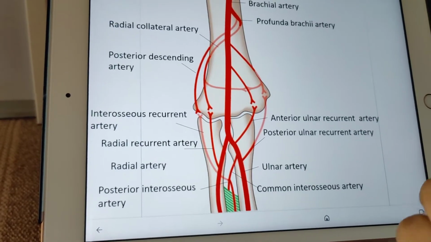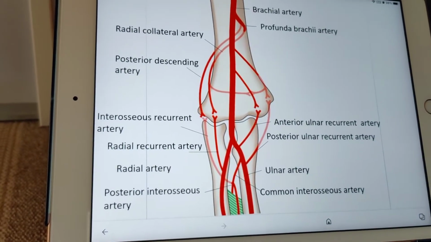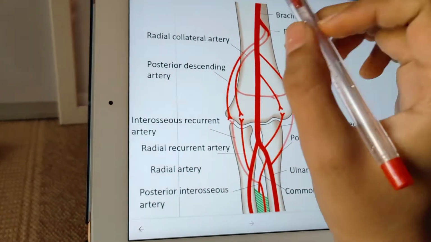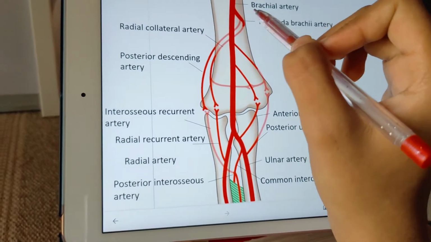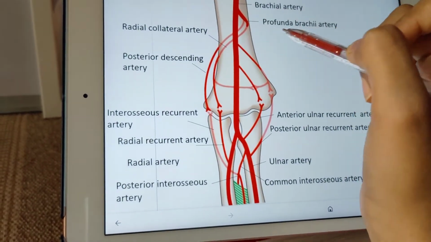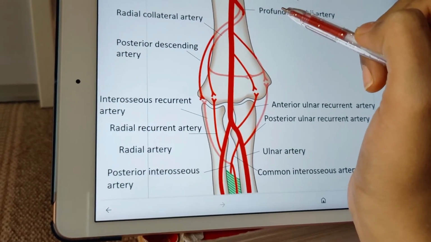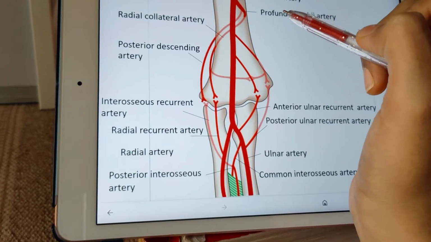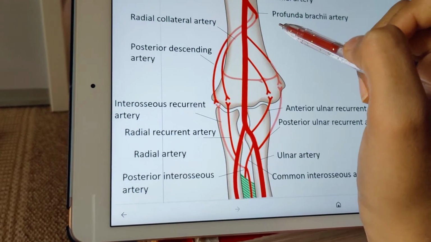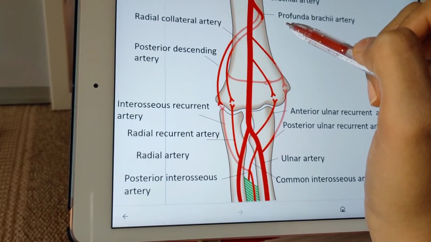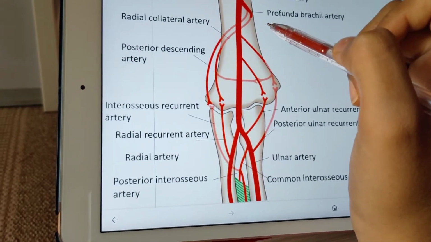It is actually the largest branch, arising just below the teres major. So for example, if here will be teres major, just below teres major it takes its origin, and represents a continuation of the profunda artery. It also accompanies the radial nerve and ends by anastomosing with the radial recurrent artery.